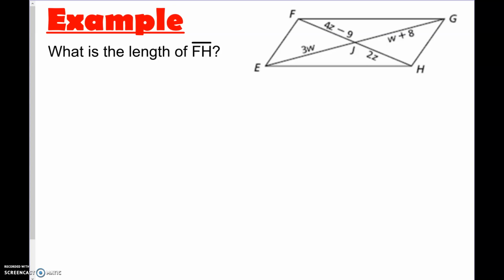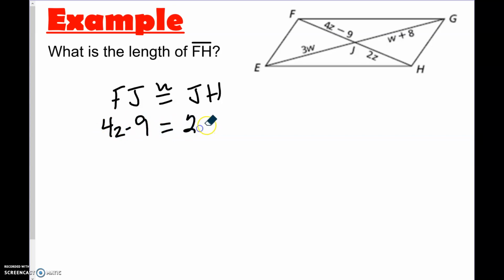All right, so now using some of that stuff, what is the length of FH? Well, FH is running right into a diagonal, and so what do we know? FJ is going to be congruent to JH. So 4Z minus 9 must be equal to 2Z. 4Z minus 9 equals 2Z. So 2Z equals 9. So Z must be equal to 4.5.